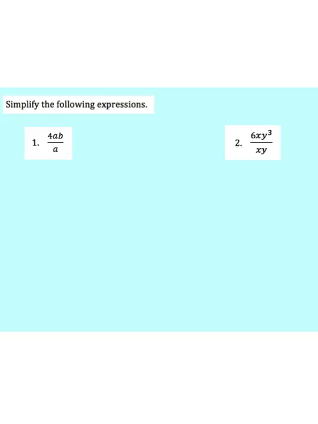So let's go ahead and look at some examples here. Example number 1, I have 4ab on the top divided by a. Well, I have an a on top and an a on bottom. So those are going to cancel each other out. And I'm going to be left with 4b.